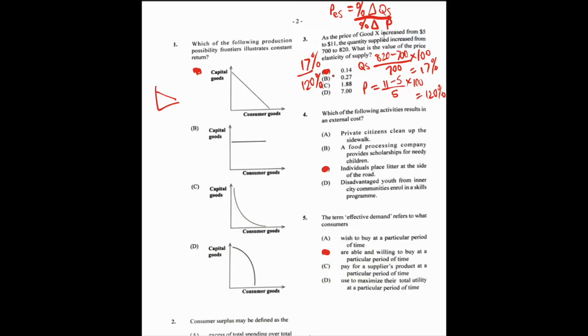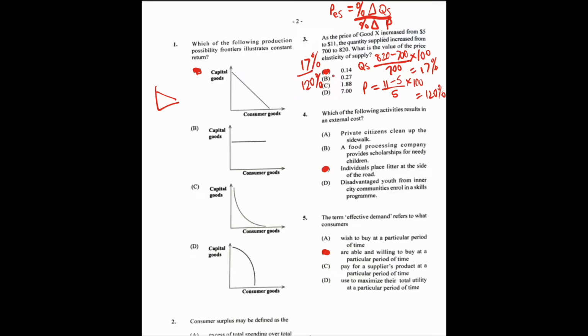Moving on, which of the following activities results in an external cost? And that's simply C. A, B, and D actually result in external benefits if you read it. So C says individuals place litter at the side of the road. So obviously that leads to external costs in terms of health risks and environmental hazards and so forth.